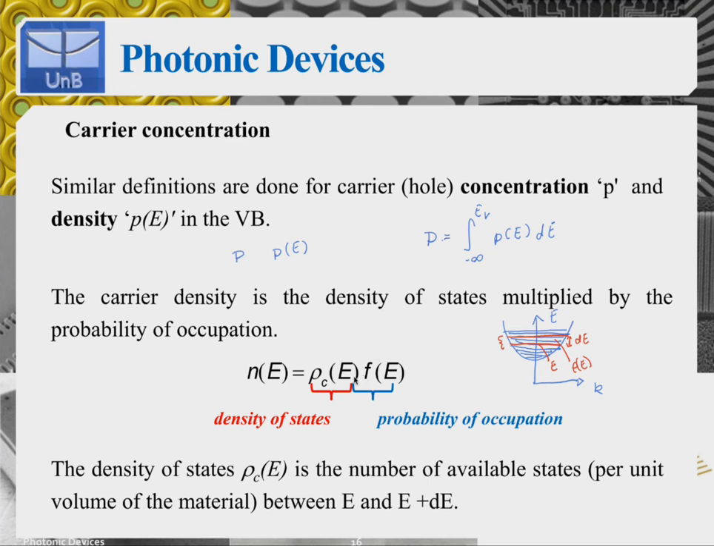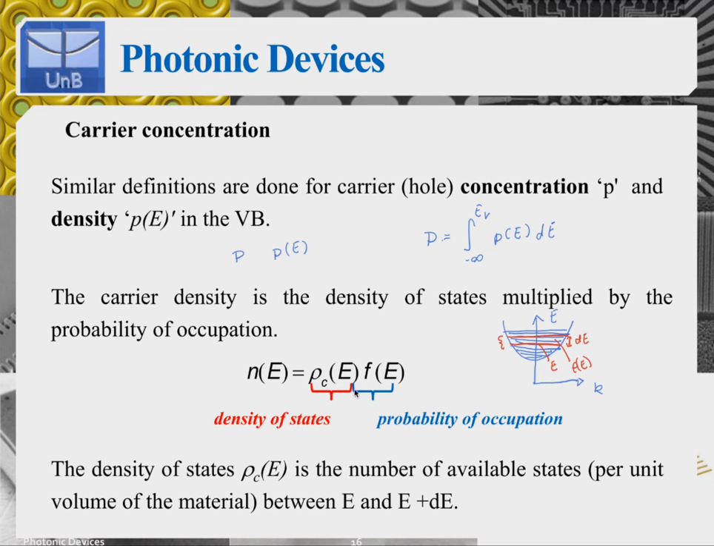But also, you need to take into consideration the probability of occupation. There's going to be a function that defines the probability that the states within this range are occupied or not. Obviously the function is going to vary between 0 and 1. If it's 0, there's 0 chance of occupation, so there's 0 chance that there's an electron in that particular state, and if it's 1, it's a 100% chance that there's an electron there. So that's the f of E.